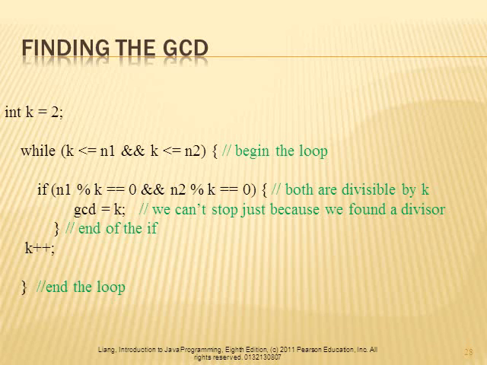And if the remainder is 0 for both of those, then we set our result, GCD, greatest common divisor, equal to k. But we can't stop. We have to increment k and find out if there is another divisor that's greater than the one we just set. So the program can be found on Blackboard and on pages 131 through 133 in your text.